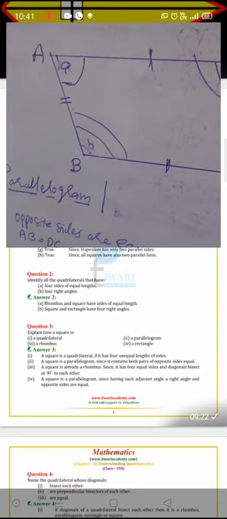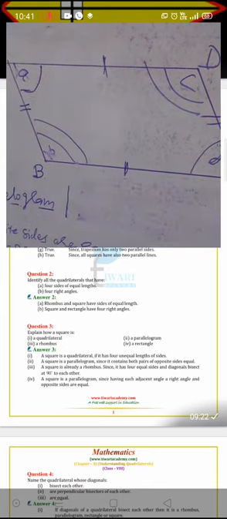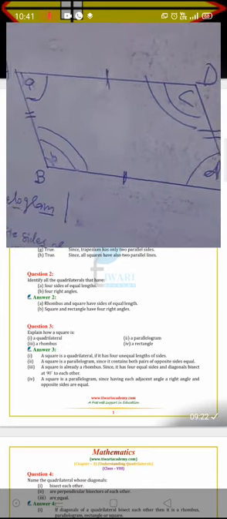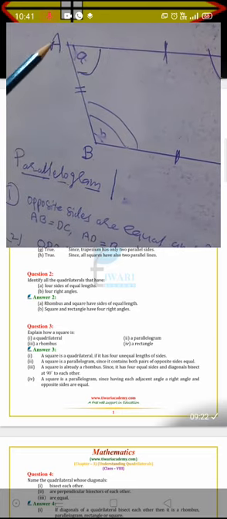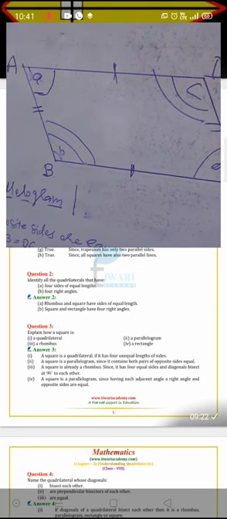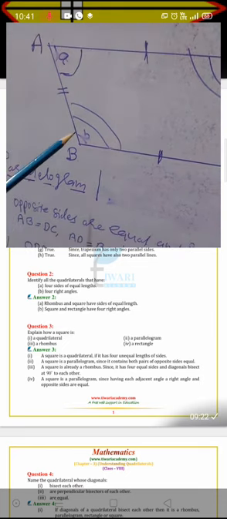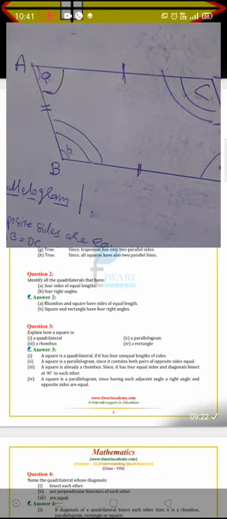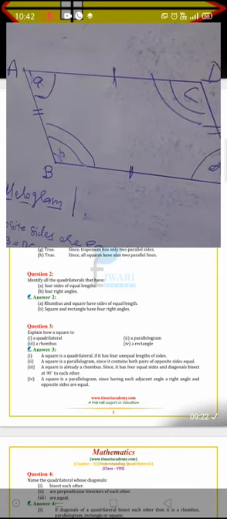Okay, AB, BC, CD and DA are sides. Angle A, angle B, angle C and angle D are four angles; four sides, four angles. And A, B, C and D are vertices. You know vertices are where sides meet. A is a vertex where DA and BA meet. Okay, the vertex you know very well. A, B, C and D are vertices.